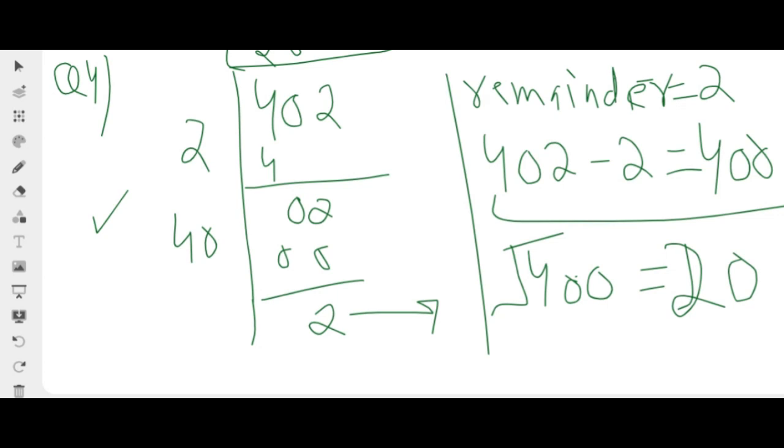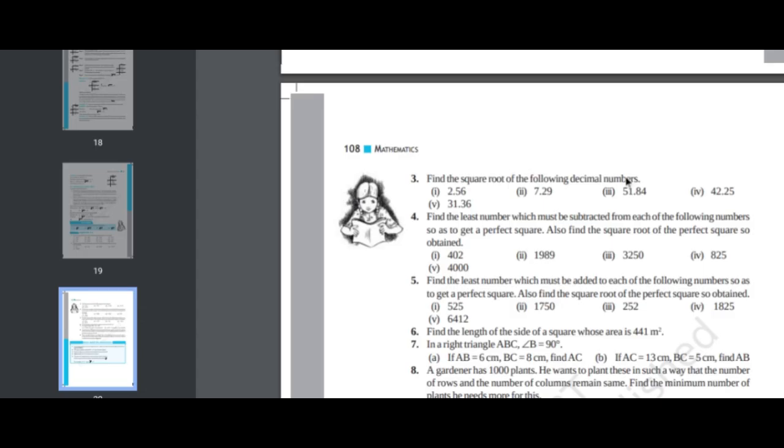Here is how you have to do this. This is the perfect square. Okay, yes, ma'am. Now understood? Yes, ma'am. Okay. Any question? No, ma'am. Now I will do the next part. Which part will I do? The second part.